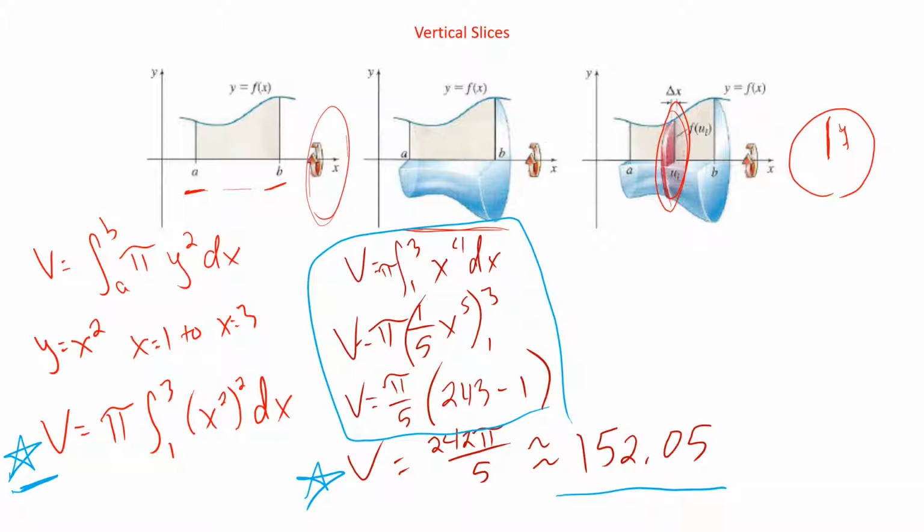Points for bounds. Honestly, on the AP test, you're probably not going to have a disk. We're going to have a washer like we're going to see in the next section. This is just getting us the basic idea of what we're doing so that we can take that next step in the next section. But you would need to show this step and that step. And so that is for vertical slices.